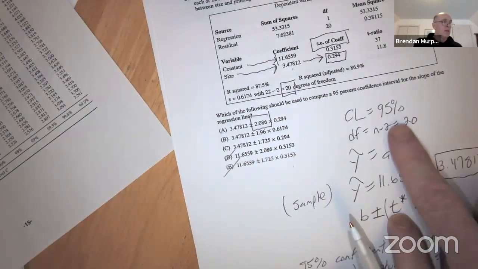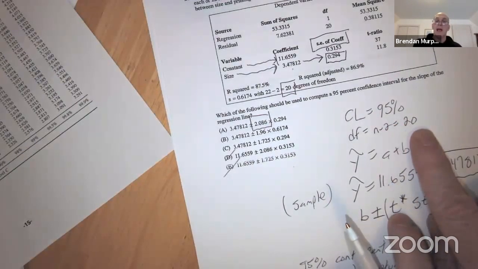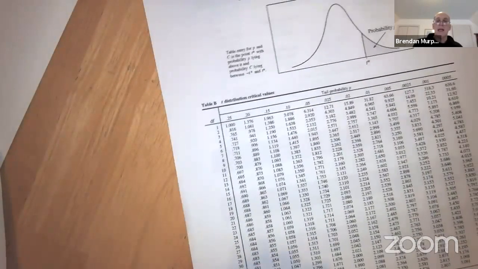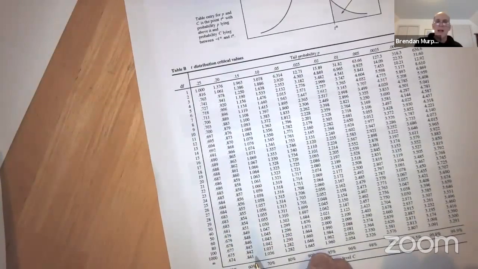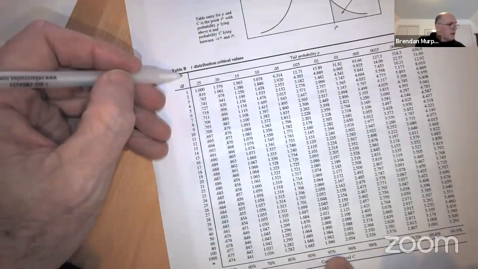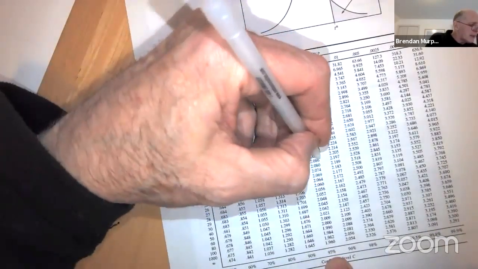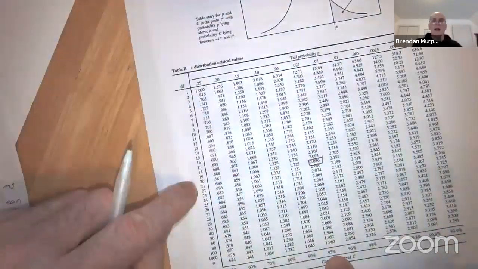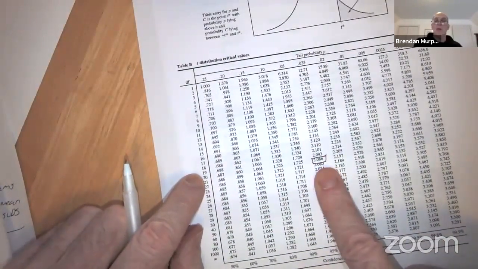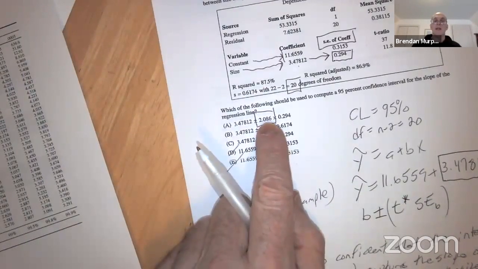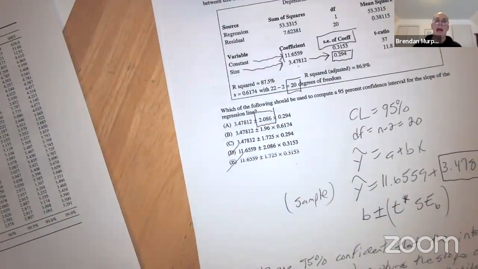So again, my confidence level is 95%. My degrees of freedom is n minus 2, or 20. So if I go back to my t table, I'm down at 95%, degrees of freedom over here. I want the intersection of 20 and 95, and I get 2.086. That's that critical t value there. So that's my answer A.